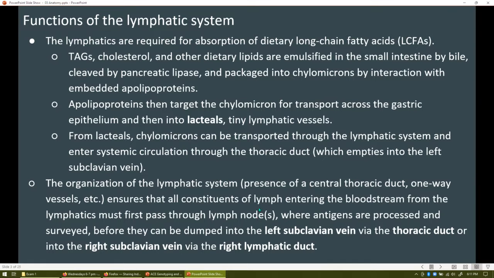So this ensures that all constituents of lymph that want to enter the bloodstream from the lymphatics have to first pass through lymph nodes where antigens are processed and surveyed before being dumped into either the left subclavian vein through the thoracic duct or into the right subclavian vein by the right lymphatic duct.